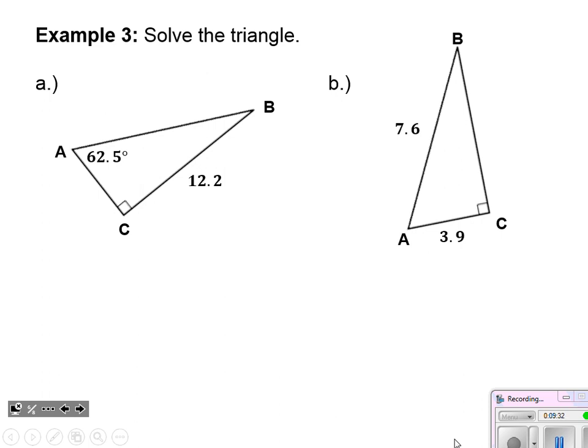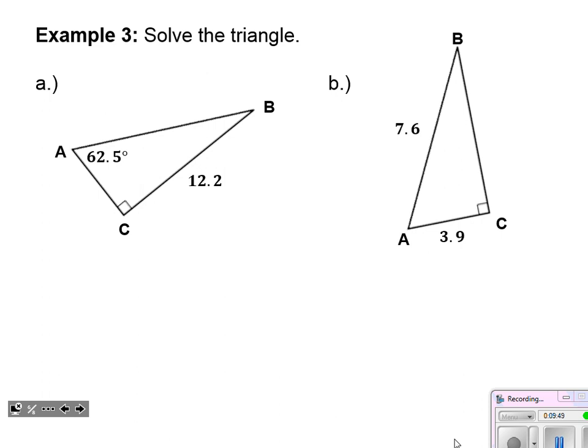All right, so example 3. Now it says solve the triangle. And we've got a couple different cases. You can see letter A, we're given an angle measure. However, in letter B, we are not. So if we are given an angle measure, then we're in really, really good shape.